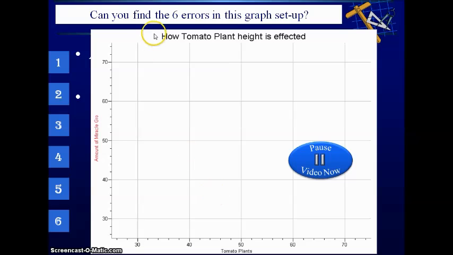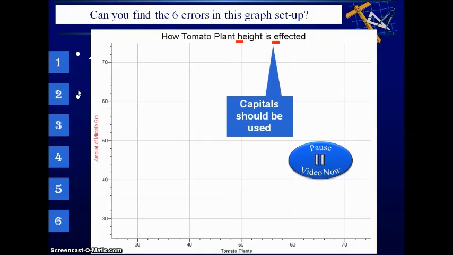All right, hopefully you were able to find 6 things, and let's see if you found them all correctly. First one is more of a grammar issue here when you are making a title. Just like a title of a magazine article or something, every major word should be capitalized. So we capitalized tomato and plant, so we should have been consistent and capitalized those other words as well.